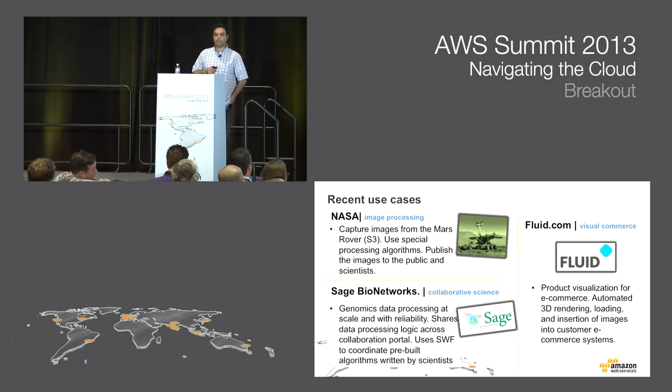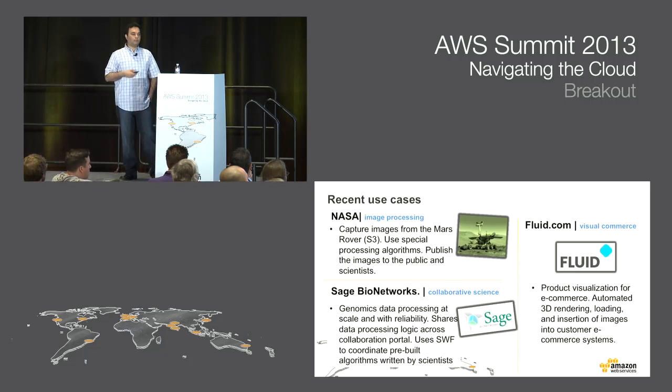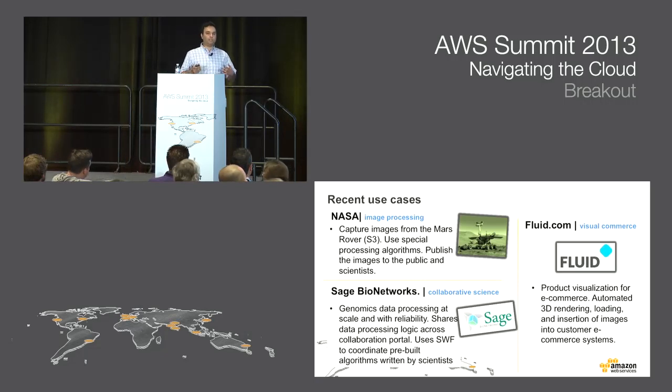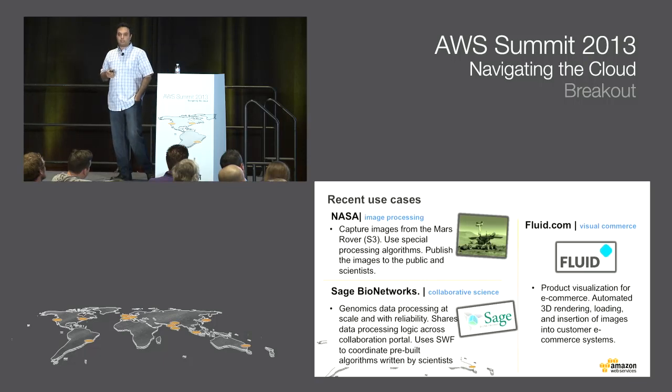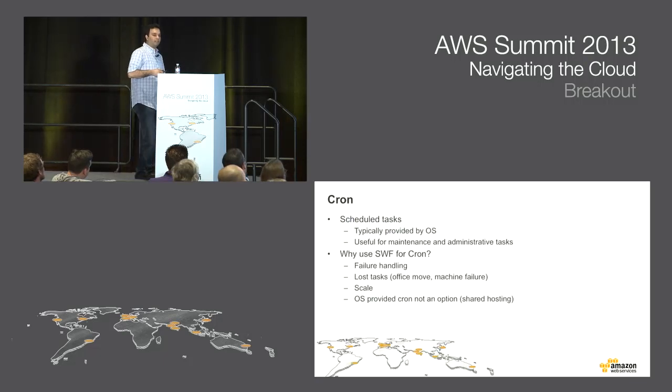So those are just some use cases. What we have provided with Simple Workflow is very basic, foundational capabilities, using which you can build a lot of different kinds of use cases, a lot of different kinds of applications where you need to coordinate work across components. And one of those use cases that we are going to talk about today is cron.